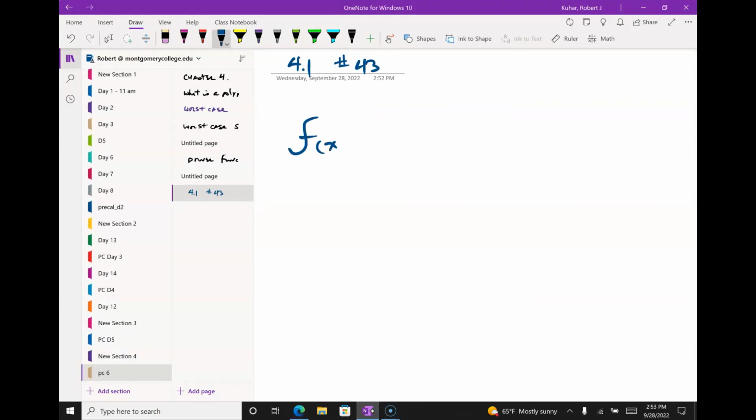So our model is going to be f of x equals a times x minus z sub 1 times x minus z sub 2 times dot dot dot. And z sub 1 is the first zero, z sub 2 is the second zero, z sub 3 is the third zero. Yes, you with me? That's my model.